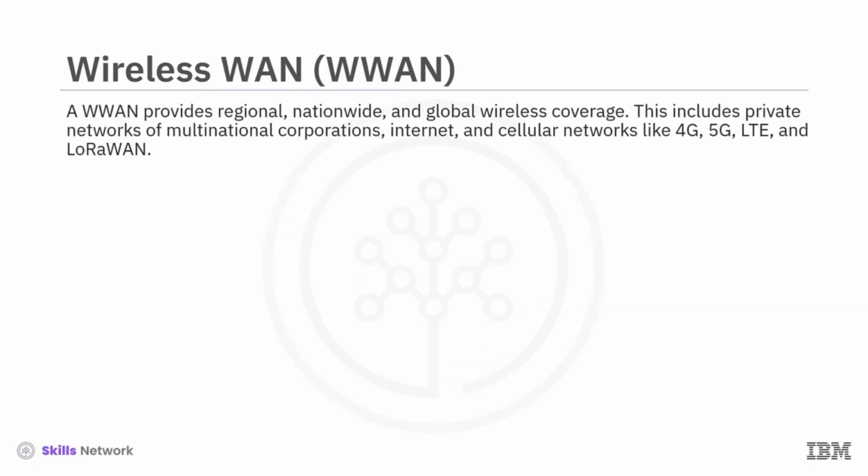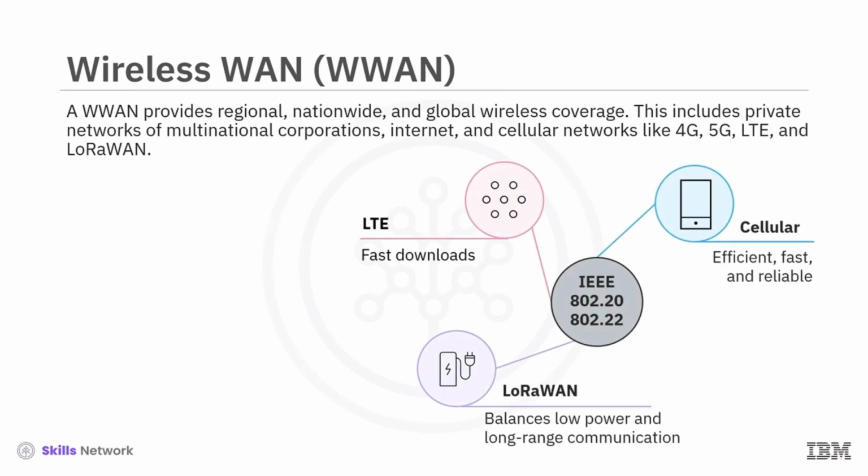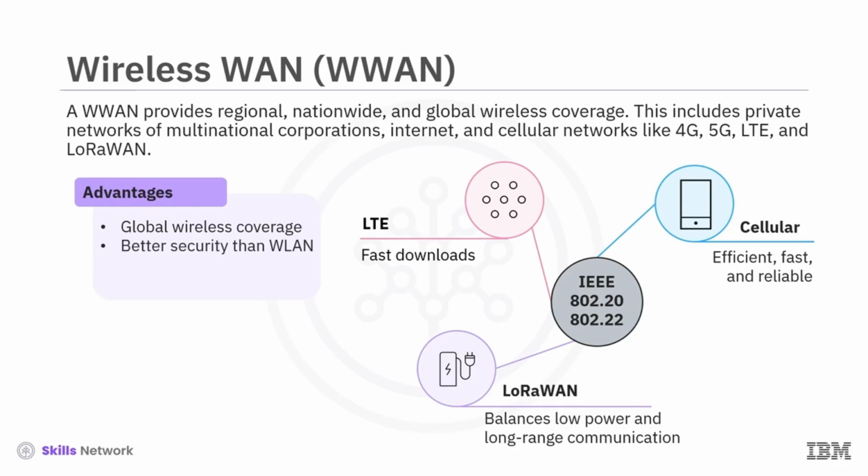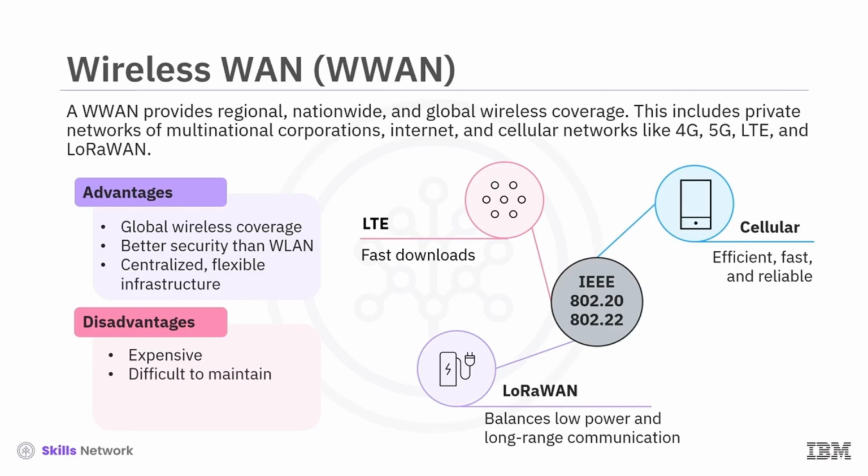A WWAN provides regional, nationwide, and global wireless coverage. This includes private networks of multinational corporations, the Internet, cellular networks like 4G, 5G, long-term evolution, or LTE, and LoRaWAN, which is a low-power WAN protocol built on top of the techniques used in long-range radio modulation. Advantages include global wireless coverage, better security than WLAN, and centralized flexible infrastructure like cloud apps and storage. Disadvantages include expensive, difficult to maintain, and decreased coverage over large areas.